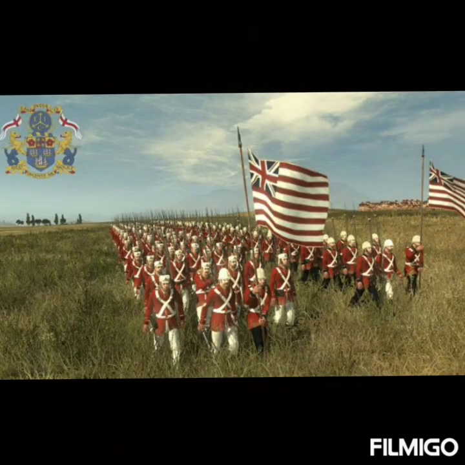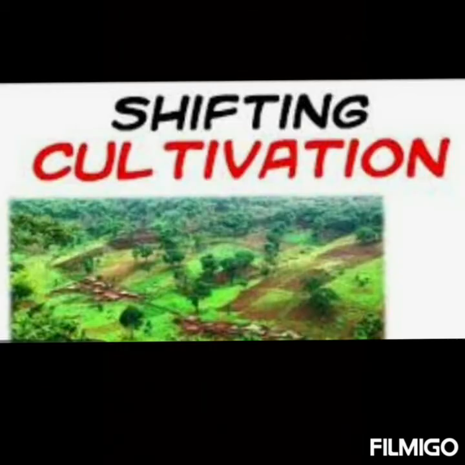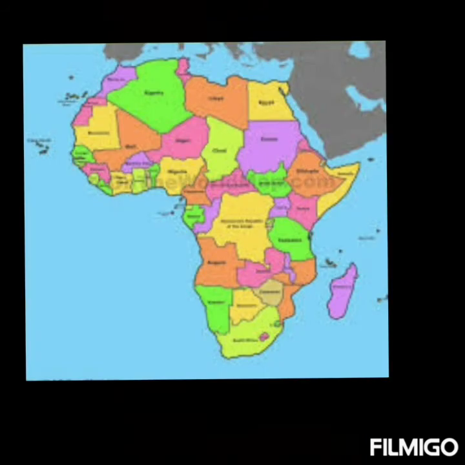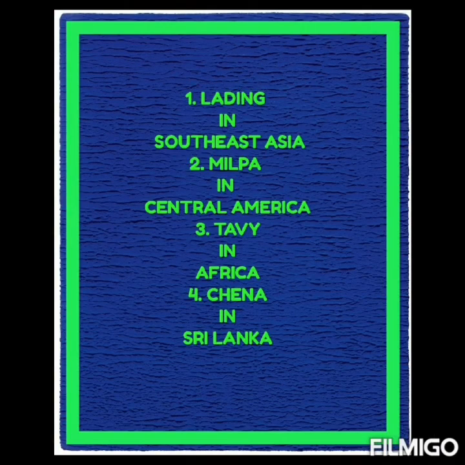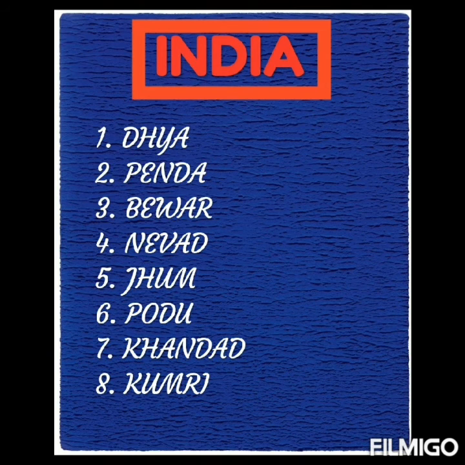Well, students, one of the major impacts of European colonialism was on the practice of shifting cultivation or swidden agriculture. This is a traditional agricultural practice in many parts of Asia, Africa, and South America. It has many local names such as ladang in Southeast Asia, milpa in Central America, tavy in Africa, and chena in Sri Lanka. In India, penda, bewar, nevad, jhum, podu, khandad, and kumri are some of the local terms for swidden agriculture or shifting cultivation.